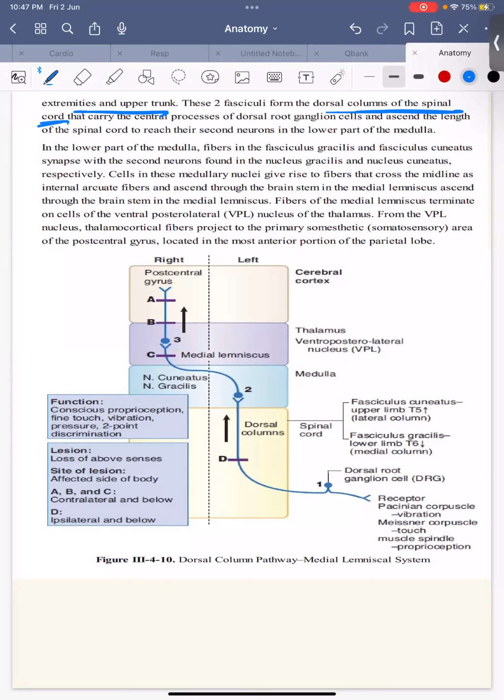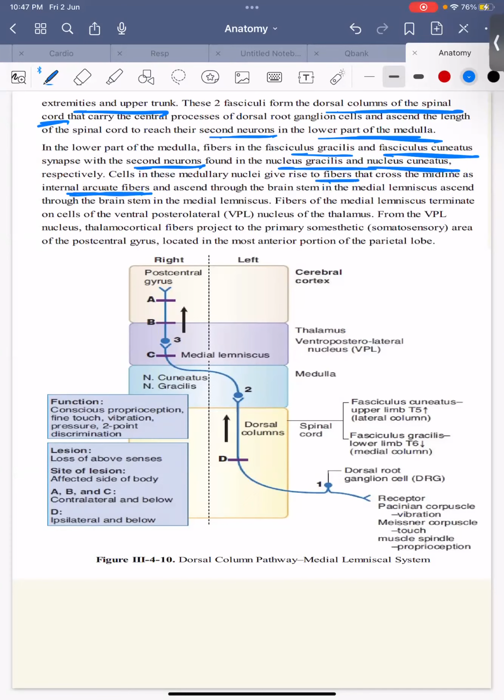Now they carry the information and ascend along the spinal cord to reach the second order neurons, which are in the lower part of the medulla. What happens in the lower part of the medulla? These fibers of the fasciculus gracilis and cuneatus synapse with the second order neurons, which are in the nucleus gracilis and the nucleus cuneatus. Cells in these medullary nuclei give rise to fibers that then cross the midline, and these crossing fibers are known as the internal arcuate fibers.